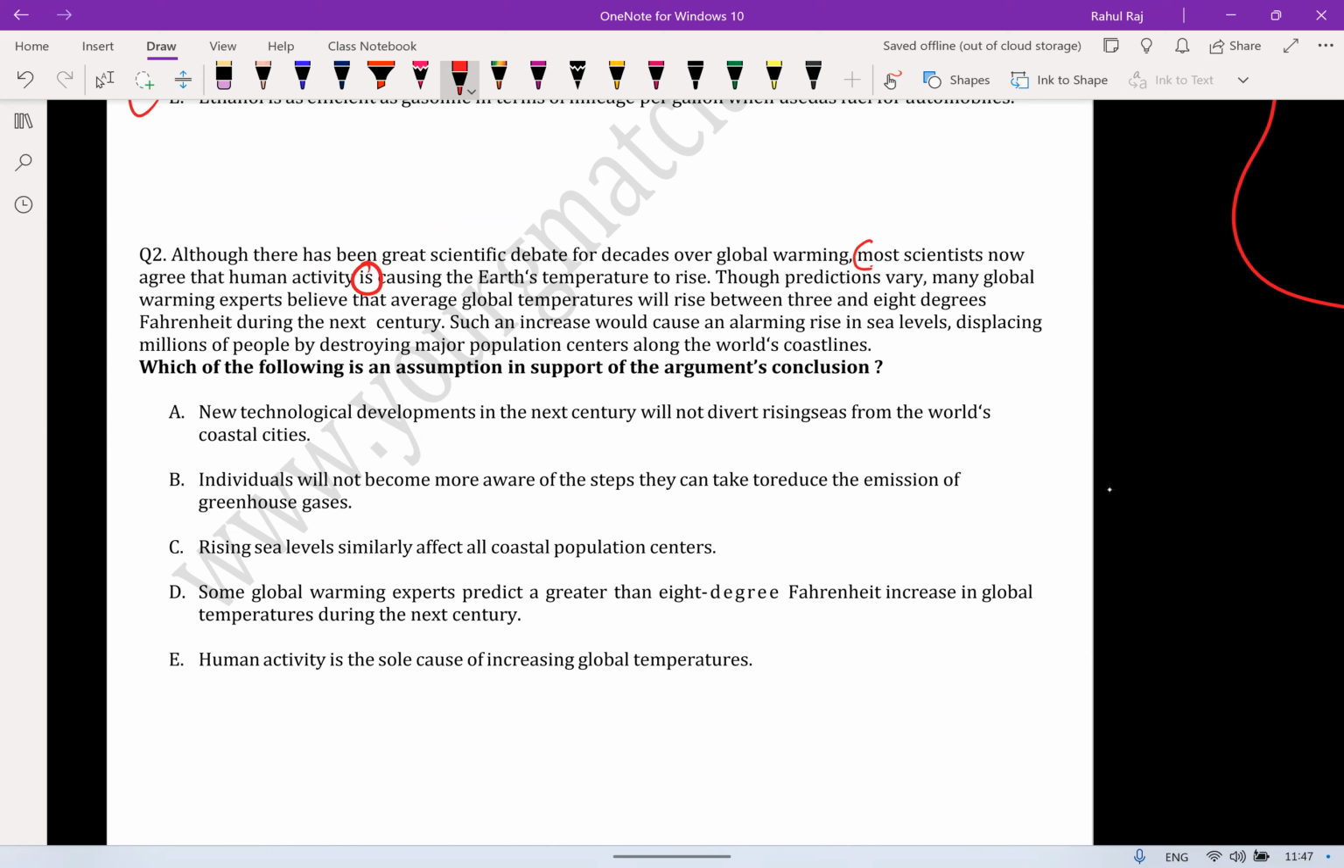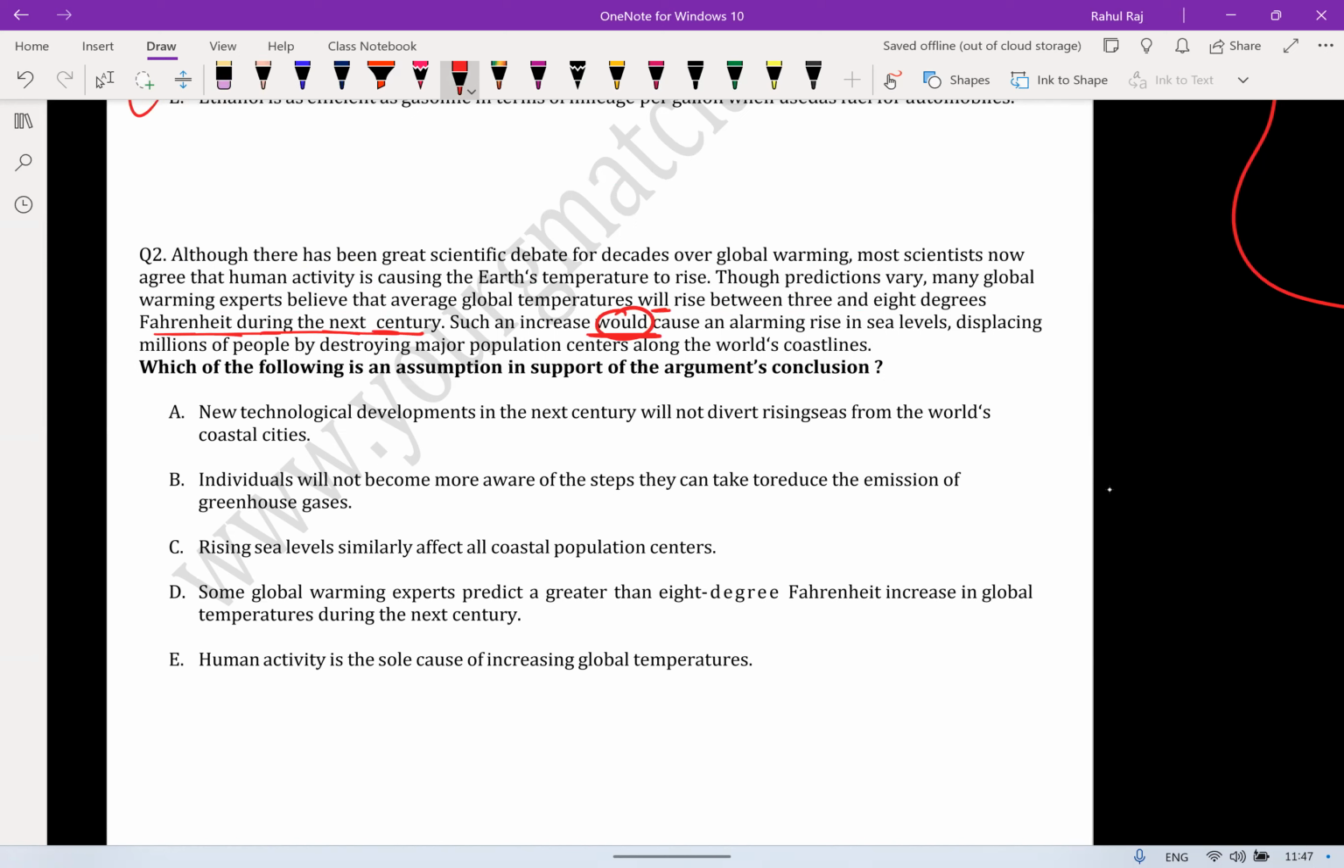If you go in one flow, it's all over. So most scientists now agree that human activity is causing the Earth's temperature to rise. Now it says, though predictions vary, many global warming experts believe that average global temperature will rise between 3 to 8 degrees Fahrenheit during the next century. Now they say such an increase would cause, please understand, 90% of the time conclusions are would, could, should.